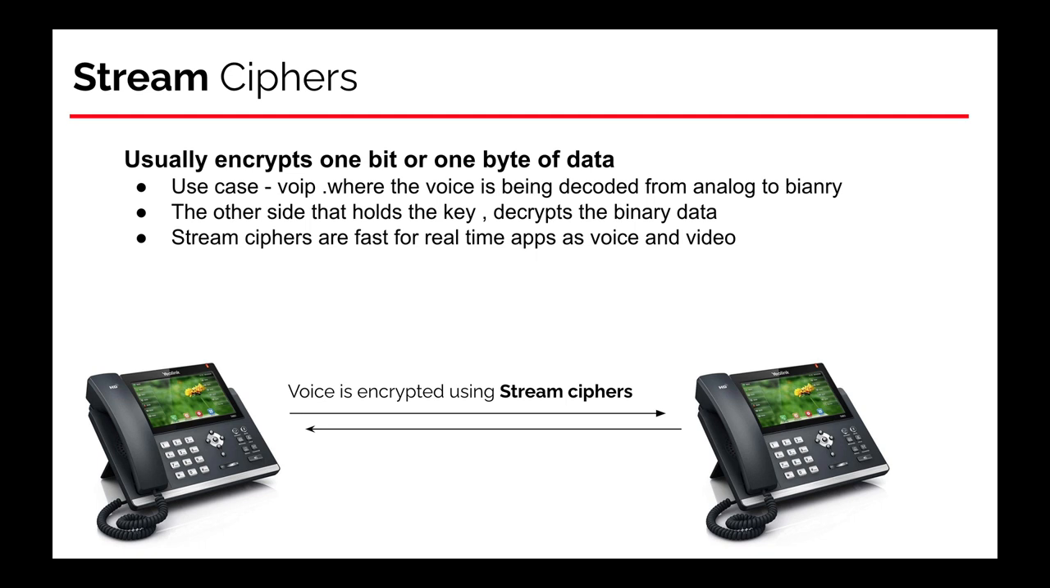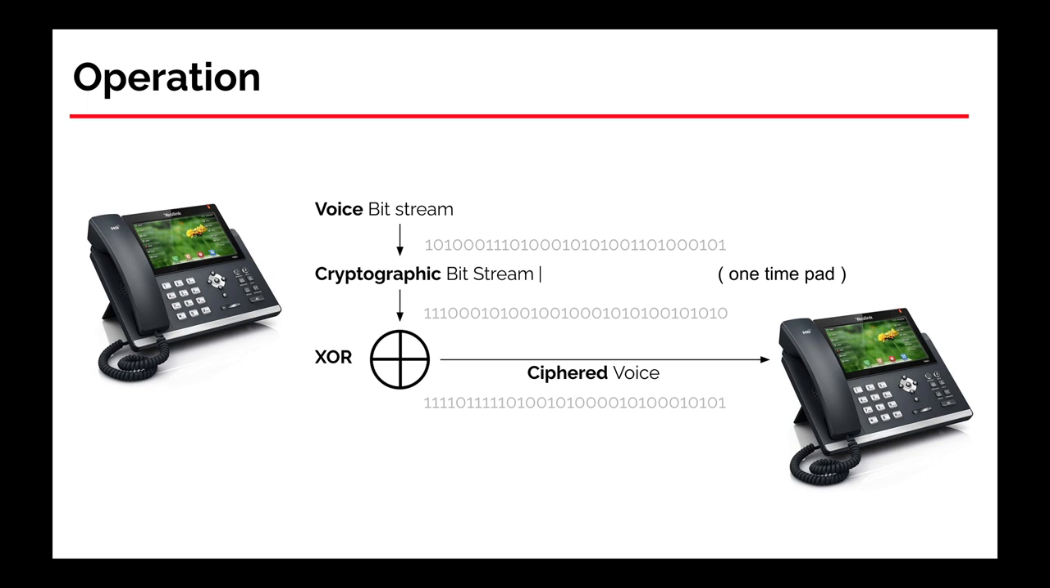Now, when we speak, our analog voice turns into a binary bitstream, and it is being sent to the other side. So we can see the voice bitstream. We can see the cryptographic key we have used, a one-time pad. And the algorithm actually takes the two and does what we know as an XOR operation to turn the bitstream into a ciphered voice. On the other side, we have the same key.